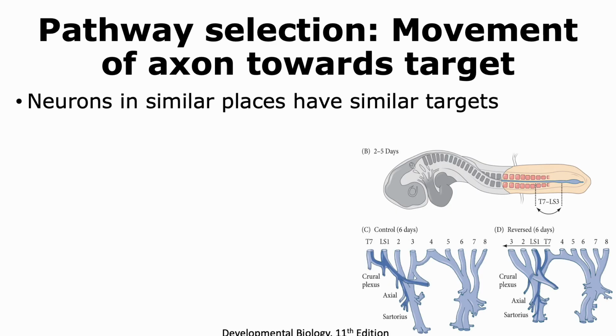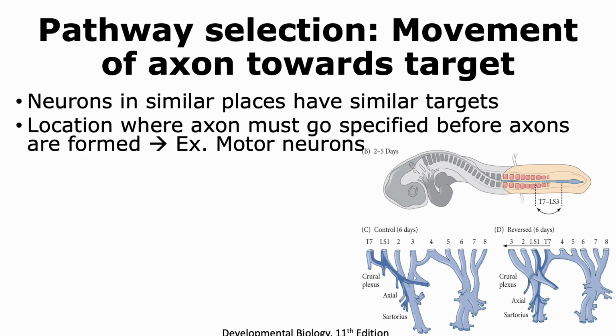Now let's look at the first step, which is pathway selection. In this case, we see the movement of the axon towards its target. Now we should remember that neurons in similar places have similar targets. And in many cases, the location where the axon must go is specified before the axons are formed. So for example, in the case of motor neurons, the motor neurons know where they're supposed to go or where their targets are before the axon is formed from the cell body.